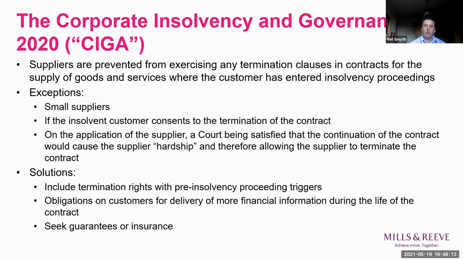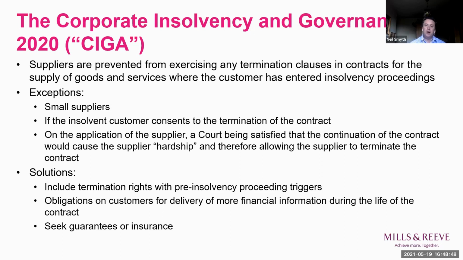Now, that in rough terms is the termination clause that Gary described earlier. Now, there are some exceptions to that general principle in relation to small suppliers as defined under the legislation. If the company, most probably in an insolvency process by that stage, consents to termination, or on the court application of the supplier, the supplier manages to convince the court that continuing to supply under the contract would cause hardship, and therefore the supplier should be allowed to terminate.